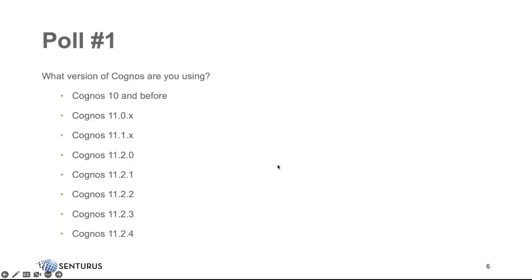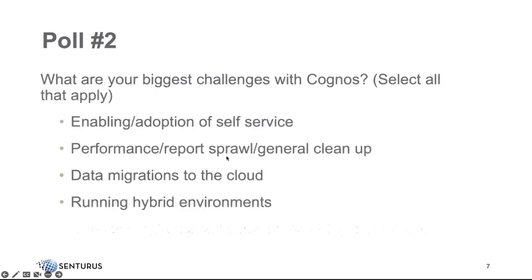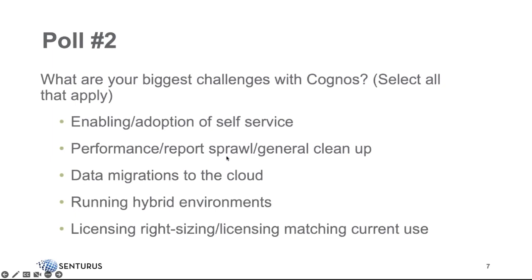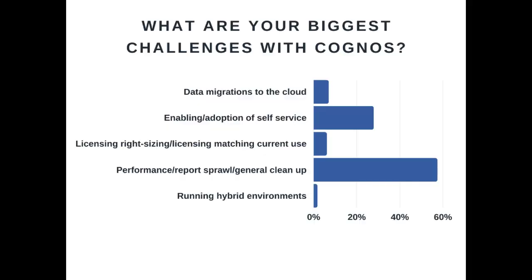Thank you for that. We've got one more poll about Cognos challenges. What are your biggest challenges with Cognos? Feel free to select all that apply if you have multiple challenges that you're dealing with. The options were enabling adoption of self-service, performance reporting, general cleanup, data migrations, hybrid environments, and licensing. It looks like a lot of performance reporting, cleanup, and a good amount of self-service enablement. Okay, thank you for those responses.